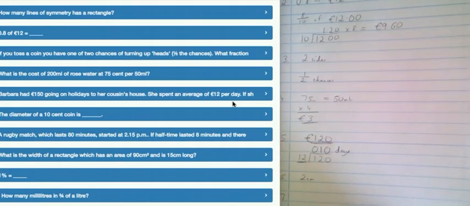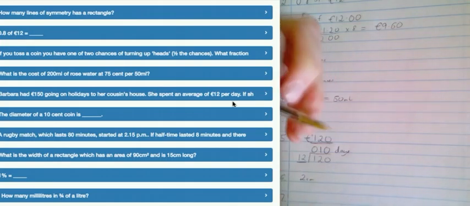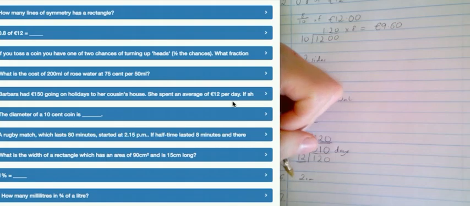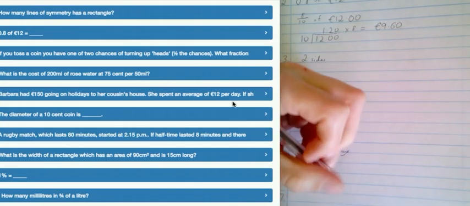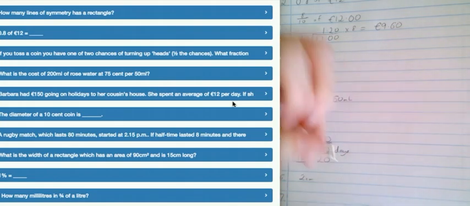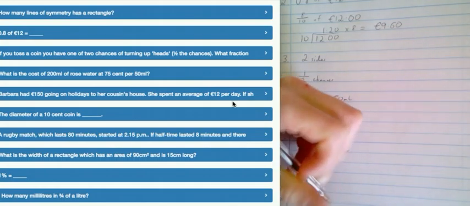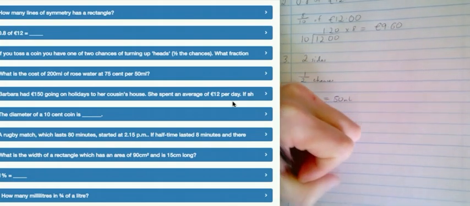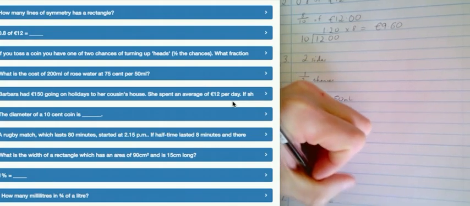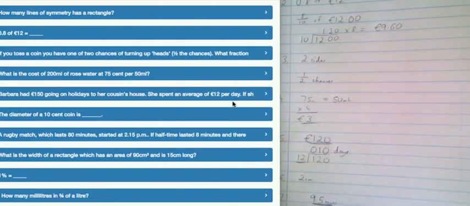Question 7. A rugby match which lasts 80 minutes started at 2:15 p.m. If half time lasted 8 minutes and there were 7 minutes added on for stoppages, at what time did the match finish? Well, the match wasn't just 80 minutes, so we should add on the 8 minutes for half time, that brings us up to 88, and the 7 minutes for stoppages. So that's a total of 95 minutes altogether, rather than our 80 minutes for the game.